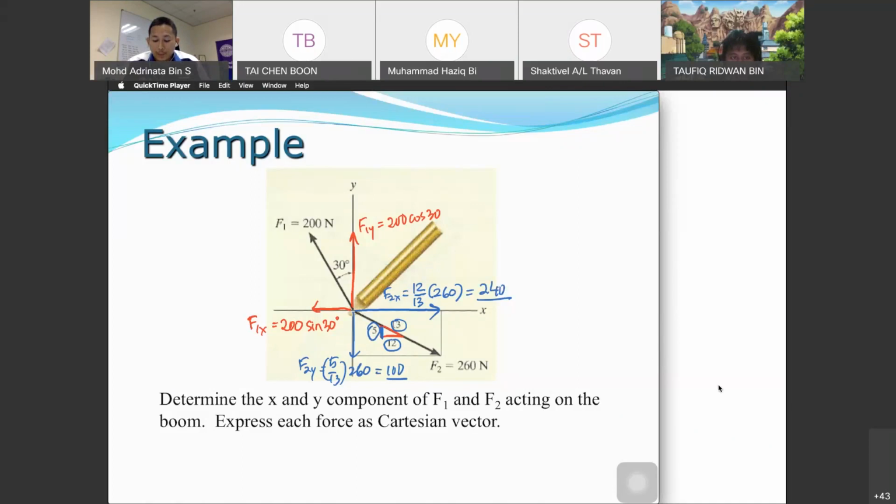Boleh faham? Ada apa soalan? Ada siapa yang masih tak faham macam mana nak pecahkan daya? Okay? Break up our force using sine and cosine. Okay?